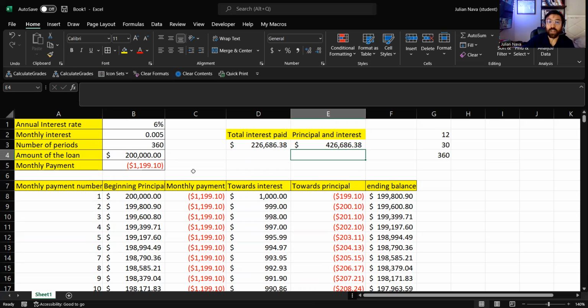Total, you pulled out a 6% 30-year loan with the present value of $200,000. Over 30 years, you paid $226,000 plus the principal. So in total, $426,686.38. It's a lot of money. Now, your credit score does come into play.